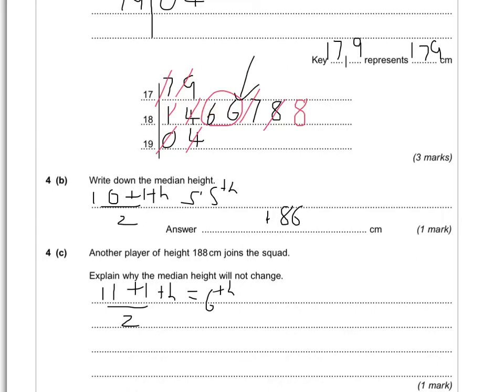And in terms of an explanation, you just need to write something like the 6th value is still 186, as there were 2 186s, or something like that. But something about the 6th value being 186, and maybe mentioning how there were 2 186s, and that is why the median is still 186.